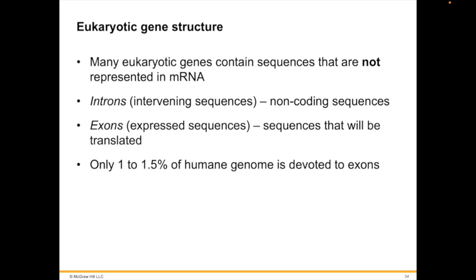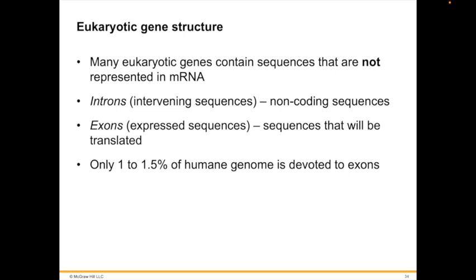A basic tenet of molecular biology based on E. coli was that a gene was collinear with its protein product. That is, the sequence of bases in the gene corresponds to the sequence of bases in the mRNA, which in turn corresponds to the sequence of amino acids in the protein.